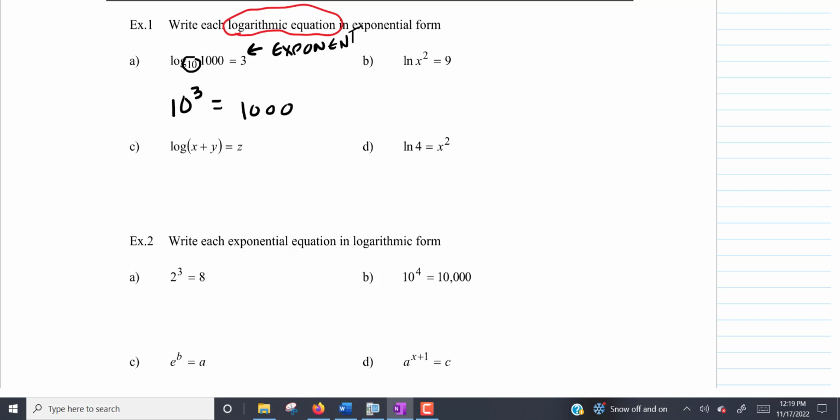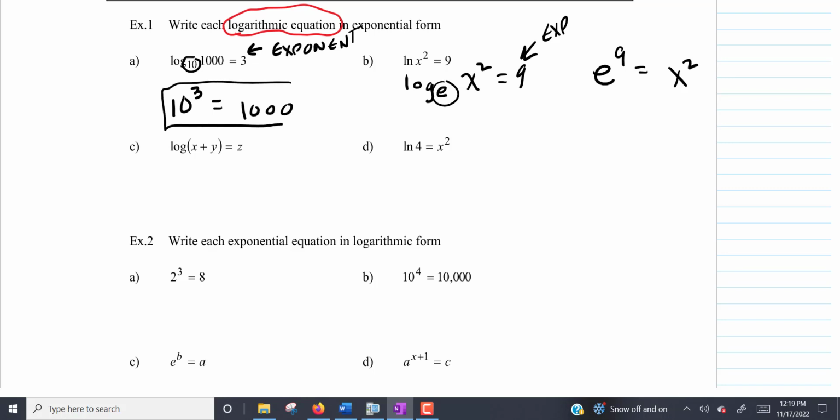The next one is like this. If it's ln, I don't know if you caught on, what did I say the base was? E, good. So you rewrite that as log base e of x squared equals 9. Write it like that. Then the base is e, and the exponent is the 9. So you say e to the 9th equals whatever's left over. That's a real simple thing you want to learn how to do: change a logarithmic form to an exponential form. That'll be super easy for you.